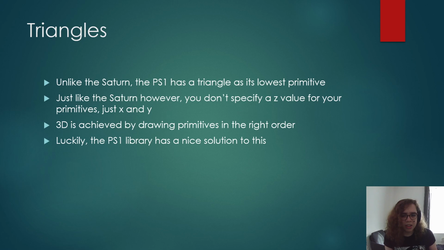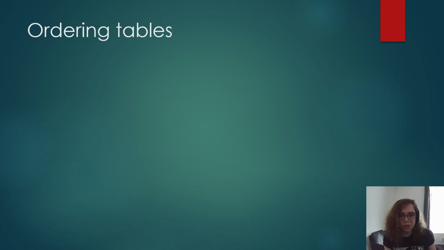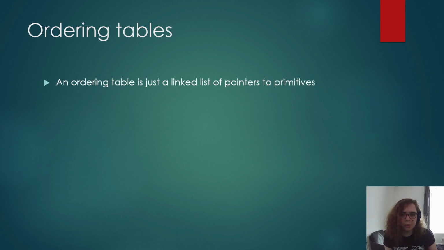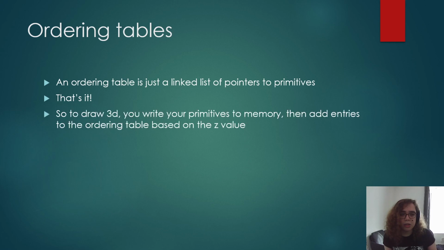Now, we're pretty lucky here because the PS1 actually has a very nice solution to this in its library. These are called ordering tables. An ordering table is just a linked list of pointers, and each pointer is just pointing to a primitive. And that's it. Essentially, to do 3D, you write your primitives to memory, and then you add a bunch of entries to your ordering table based on the Z value that you have.